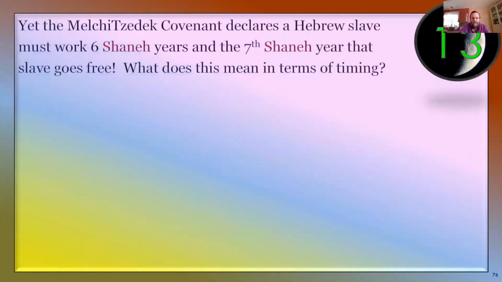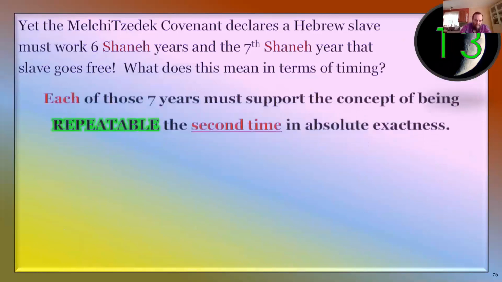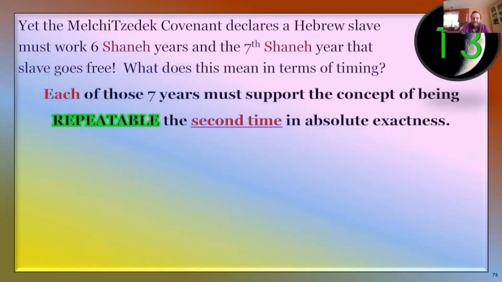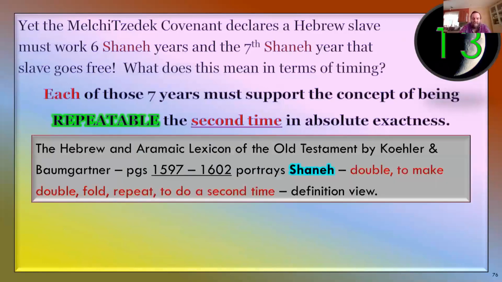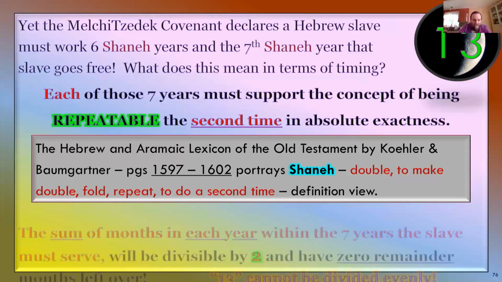Yet the Melchizedek covenant declares a Hebrew slave must work 6 Shaneh years, and in the 7th Shaneh year the slave goes free. What does this mean in terms of timing? Each of those 7 years must support the concept of being repeatable the second time in absolute exactness. Here is a definition again, from the Hebrew and Aramaic Lexicon of the Old Testament by Kohler and Baumgartner. Shaneh: double, to make double, fold, repeat, to do a second time. Is there any possibility of a rogue variation being included in that definition?